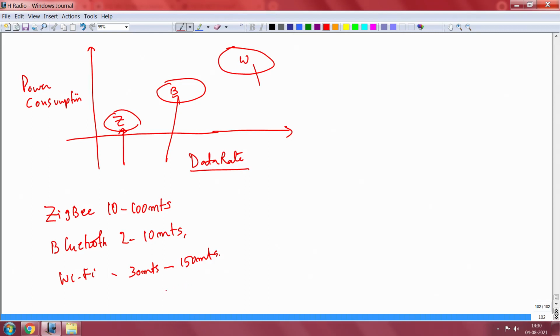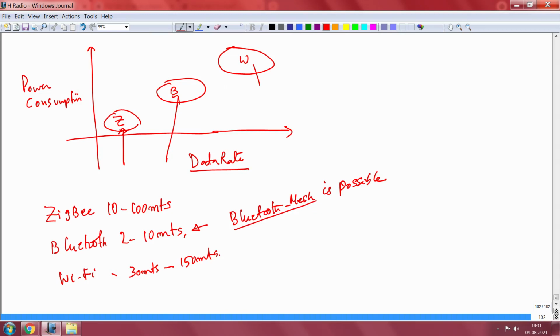Now, earlier Bluetooth was one thing that people were hesitating to use because it did not have that inherent mesh capability, but right now Bluetooth has mesh. Bluetooth mesh is possible, okay. And that's the reason why sometimes, if you had to decide between Bluetooth and ZigBee, people would go for ZigBee because Bluetooth did not support the mesh capability.